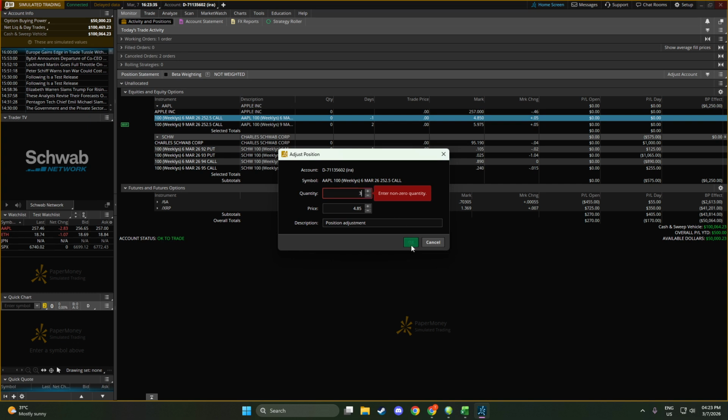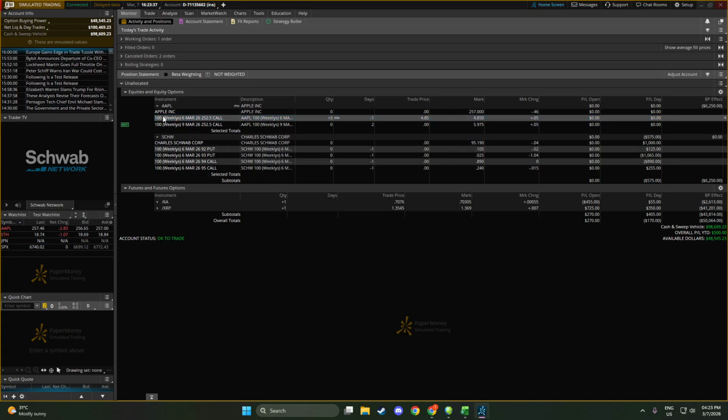That's the position statement in Thinkorswim. How to find it, read it, expand it, manage trades from it, and organize it so it works the way you do.